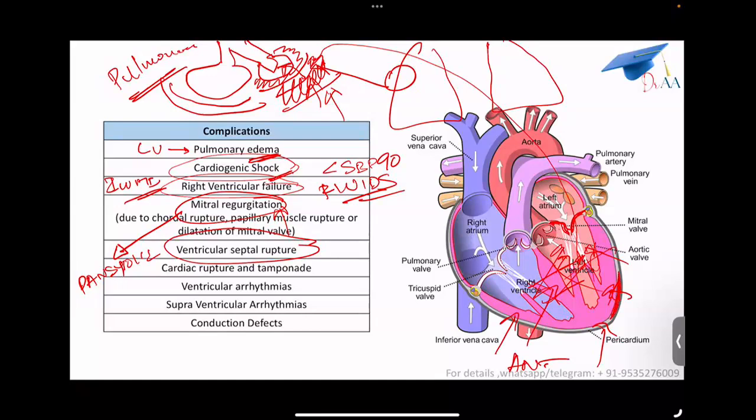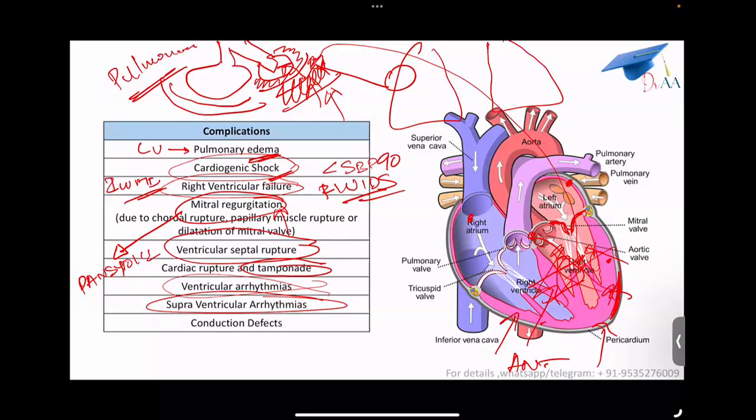If the amount of fluid which has gone into the pericardial space is very much more, it can cause cardiac tamponade. Any infarction in the ventricle or in the atria can be the place where electrical activity is generated, causing arrhythmias. It can be ventricular or supraventricular arrhythmias. If the conduction pathway is involved, it can cause conduction defects.